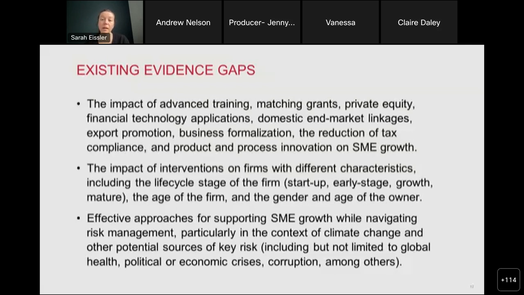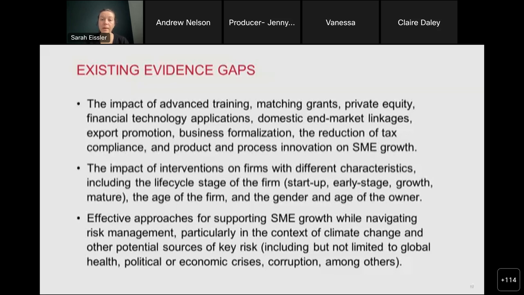So in general, we found further evidence is required to better understand the impact of key strategies, approaches, or assistance for promoting and yielding SME growth, including the impact of advanced training, matching grants, private equity, financial technology applications, domestic and market linkages, export promotion, business formalization, the reduction of tax compliance, and product and process innovation on SME growth.